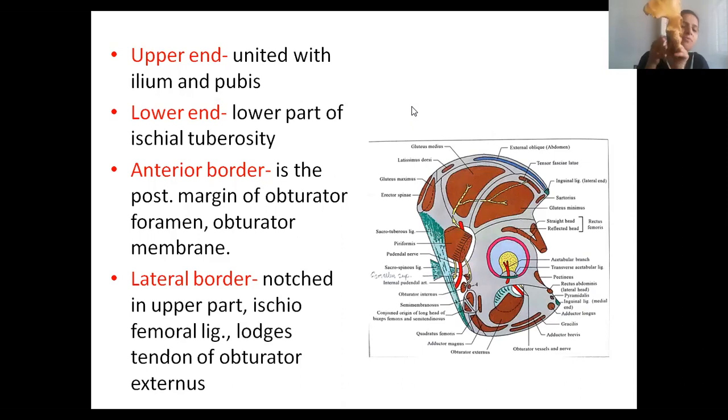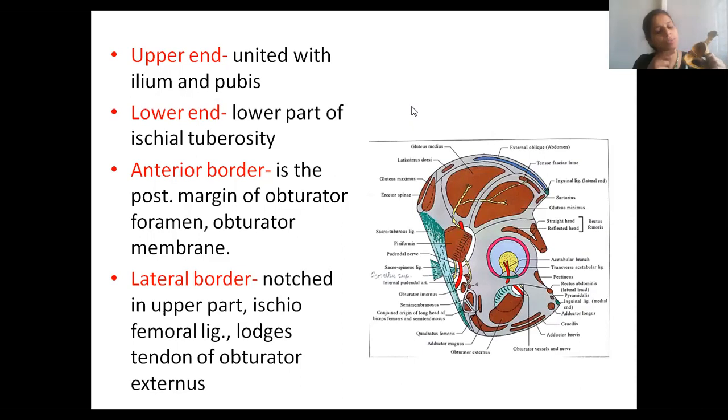The lower end is forming this tough round thickening over which we are sitting. You can palpate in your own body. So this round thickening is actually called the ischial tuberosity. Okay, already I told you anterior border is forming the posterior margin of obturator foramen.